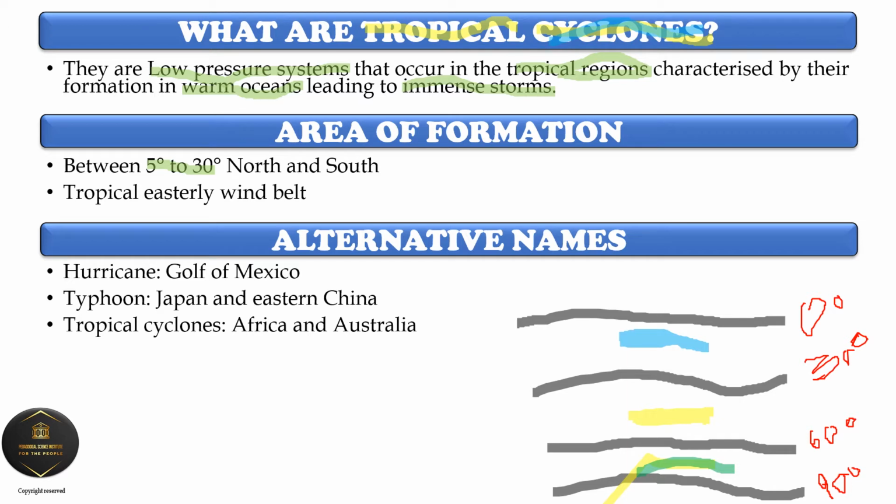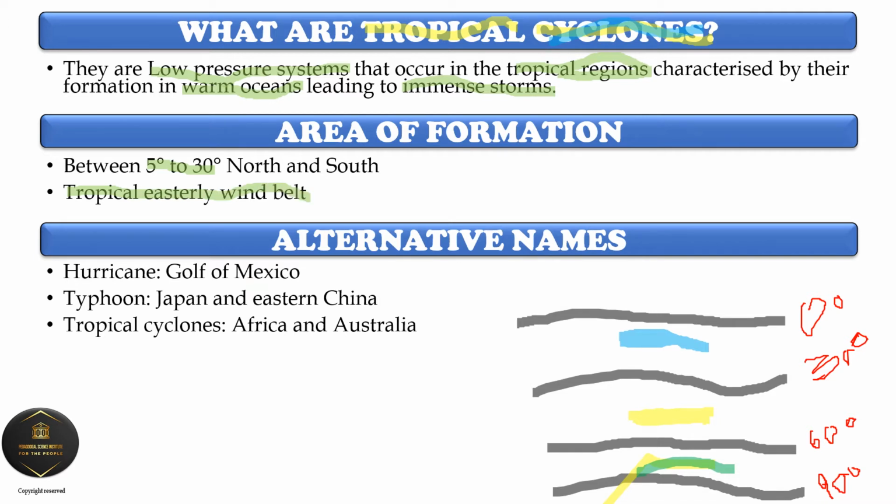It moves from the east to the west. Remember, mid-latitude cyclones move from the west to the east, so these move from east to west. Why? Because they are located in the tropical easterly wind belt. So that's where the systems will form.